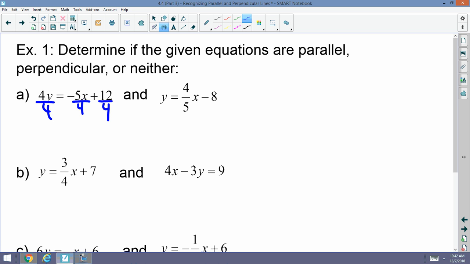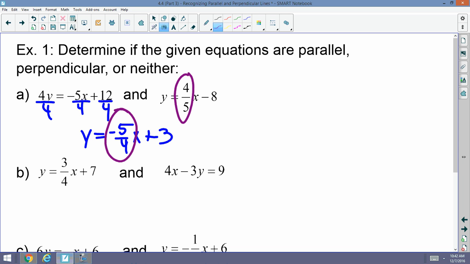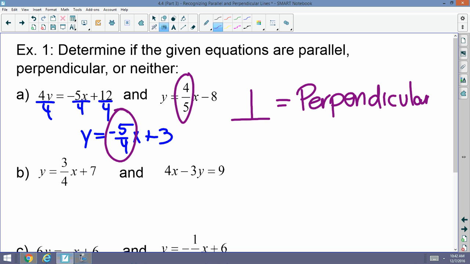Thank you. So now I have y equals negative 5/4 x plus 3. So you guys tell me, my brothers, is it parallel or perpendicular? It's perpendicular. Why? Because the slopes are negative reciprocals of each other. Very good. And by the way, that's a perpendicular sign. That's the symbol for perpendicular.